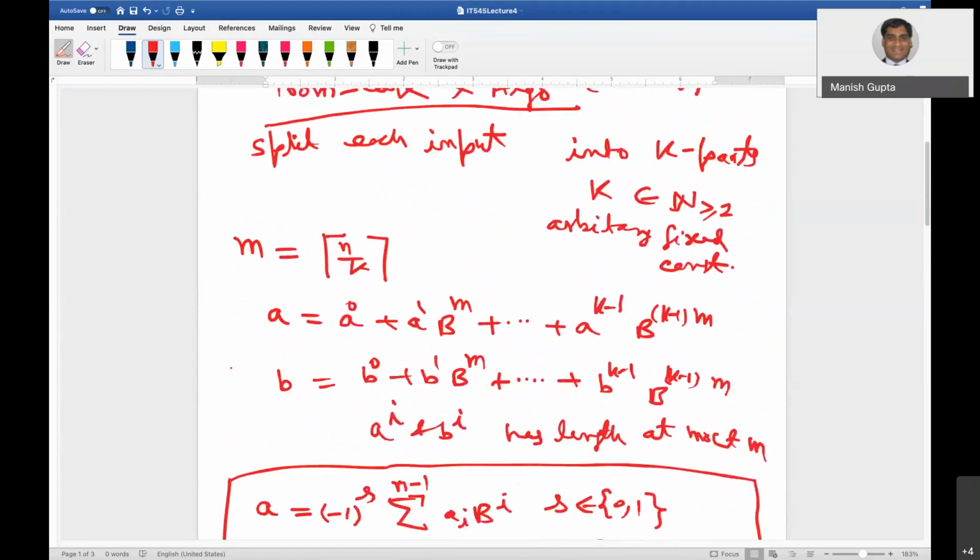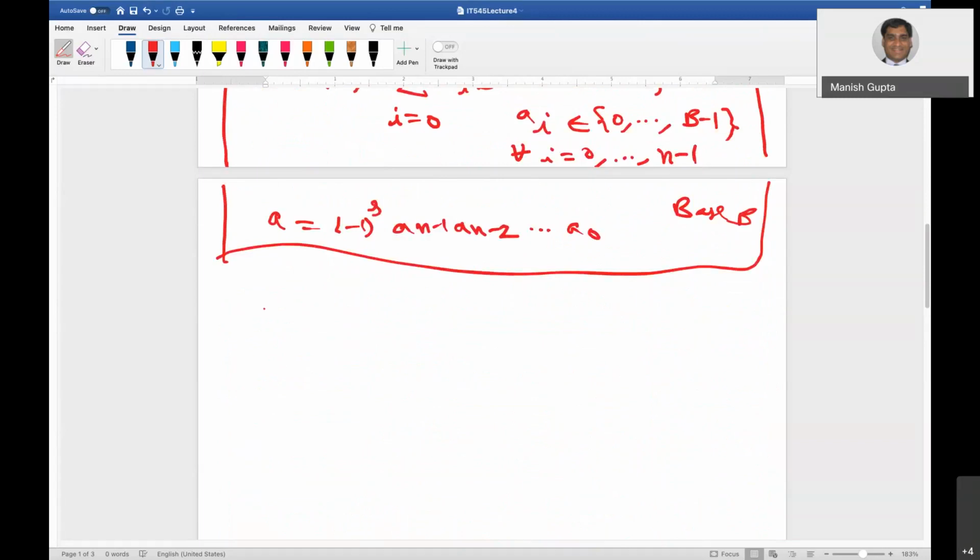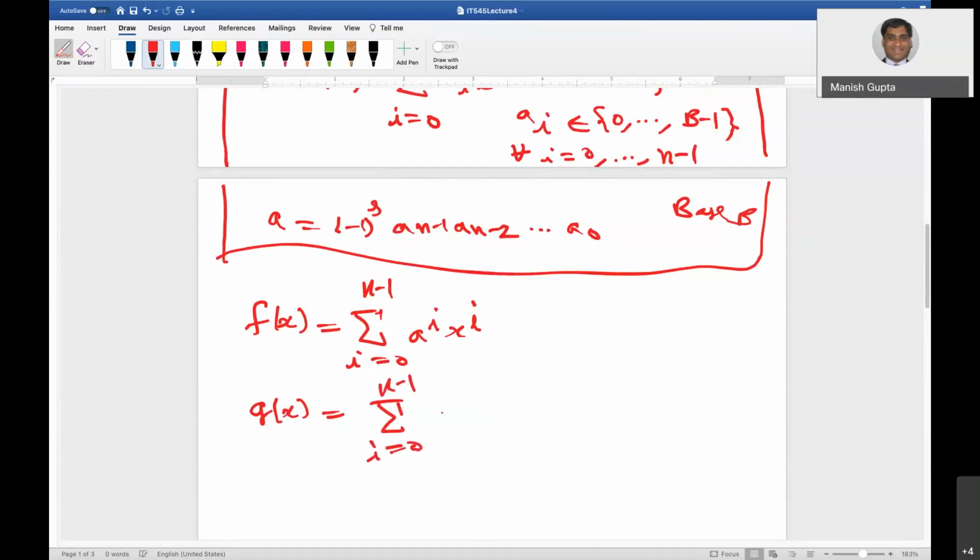Anyway, so we come back to our problem. A is written like this. B is written like this, right? So from these two, A and B, we can write down polynomials f of x as summation i equal to 0 to k minus 1 ai x raised to power i, and g of x is the polynomial summation i equal to 0 to k minus 1 bi x raised to power i. Both are polynomials of degree k minus 1, right?